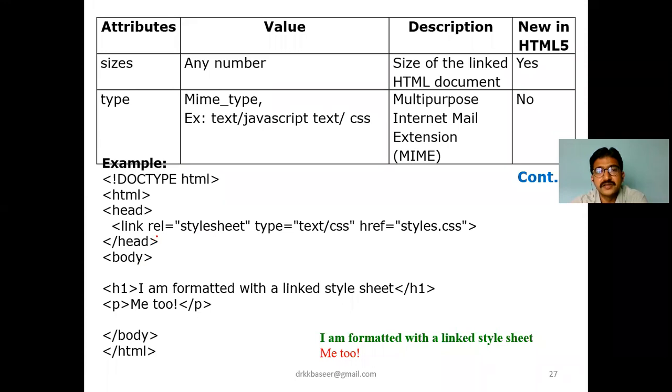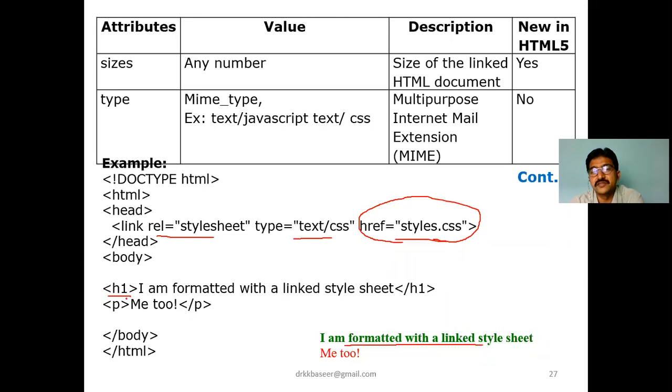Now this is a link. This is a relation of stylesheet, type is text/css, href is styles.css. Here we are adding the CSS file, and we will talk more about it when we discuss CSS in the second unit. In this styles.css file, we have defined h1 with some style, a bold, green color. We are defining h1 in this style file.